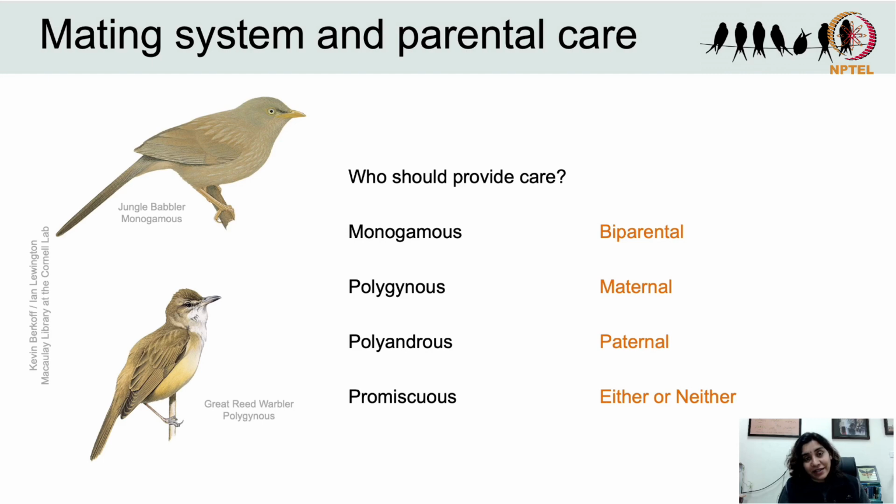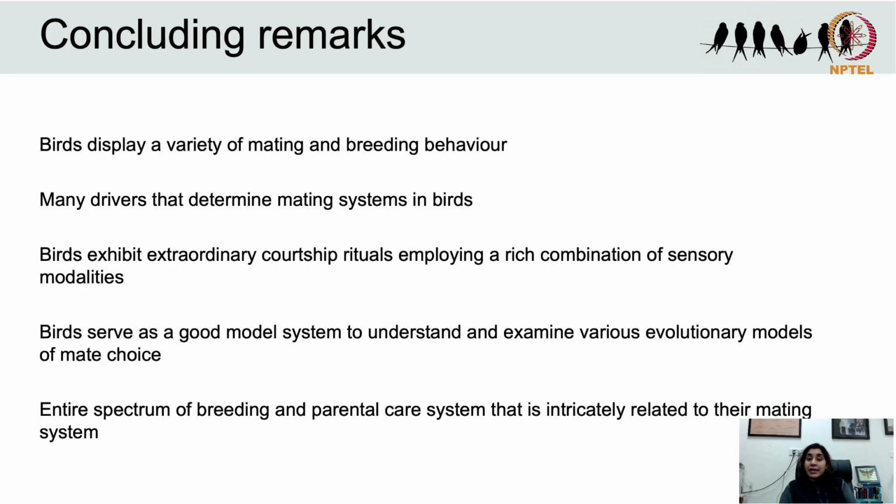All right, to conclude, in this lecture, we have talked about the variety of mating and breeding behaviors in birds. We have learned that there are many drivers that determine the evolution of mating systems, which include ecological constraints, physiological constraints, sexual selection, etc. We also learned that birds exhibit extraordinary courtship rituals employing a rich combination of different sensory modalities to woo the females. They exhibit an entire spectrum of breeding behavior and parental care system that is intricately related to their mating system. More than anything else, birds provide an excellent model system to understand and examine evolutionary models of mate choice and test various hypotheses regarding mating and breeding behavior.